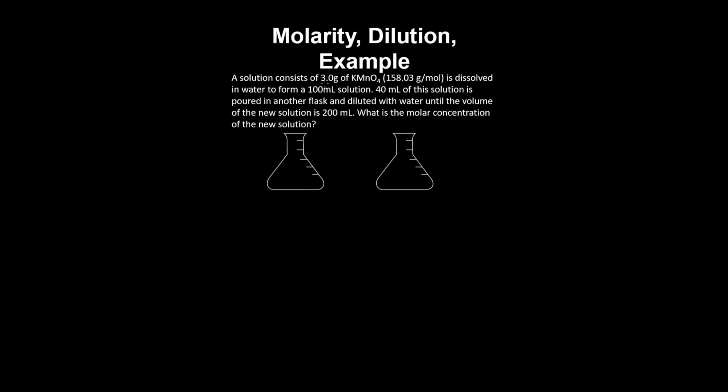A solution consists of 3 grams of potassium permanganate, which has the following molar mass, and this is dissolved in water to form a 100 ml solution. Now 40 ml of this solution is poured in another flask and diluted with water until the volume of the new solution is 200 ml. What is the molar concentration of the new solution?